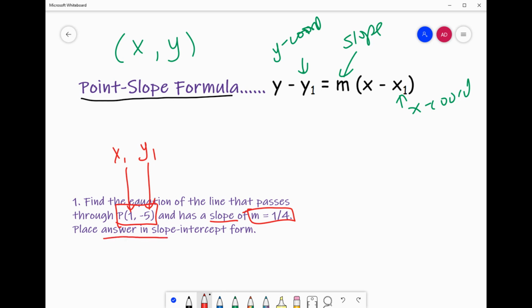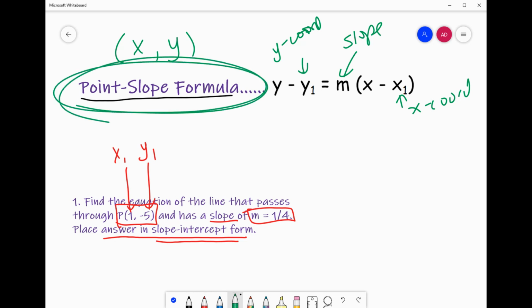Now, this is what always messes people up. They go on to read, place the answer in slope-intercept form. Well, that's fine. But the way you start the whole problem is you use the point-slope formula, and then you're going to rewrite it in the slope-intercept form. And it's not an extra step. I swear. It's much easier to do this route than that other route.